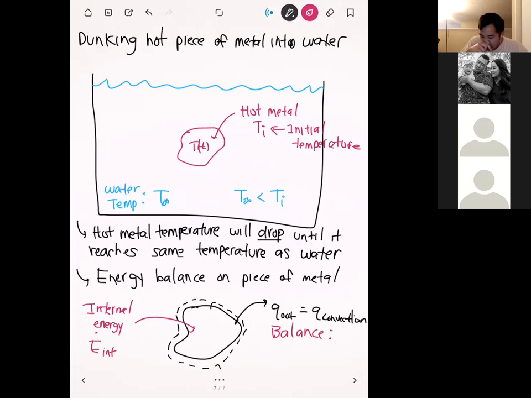And so the balance here is basically that we have E internal plus Q out is equal to 0. The way to say this in words is that the internal energy of the object is decreasing, and the rate at which it's decreasing is exactly the same as the amount of heat leaving due to convection. All right. Any questions on any of this?